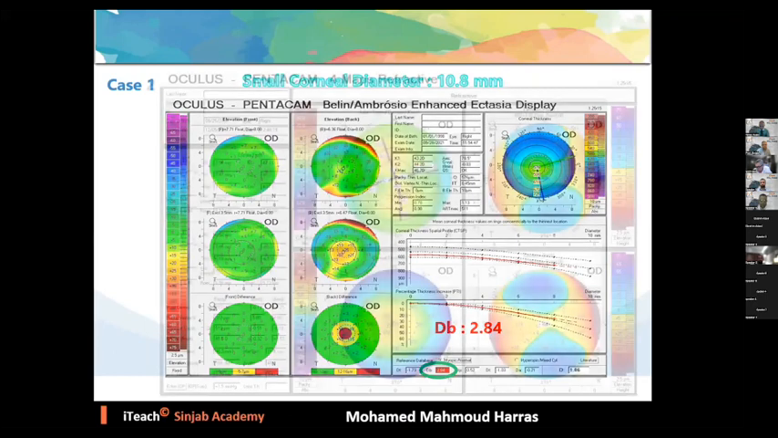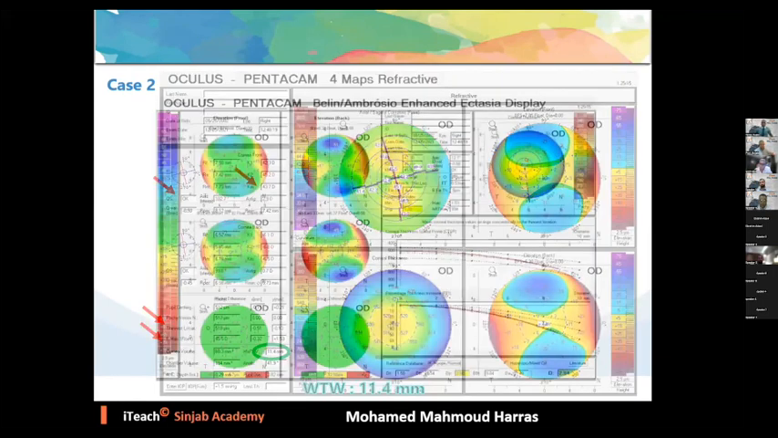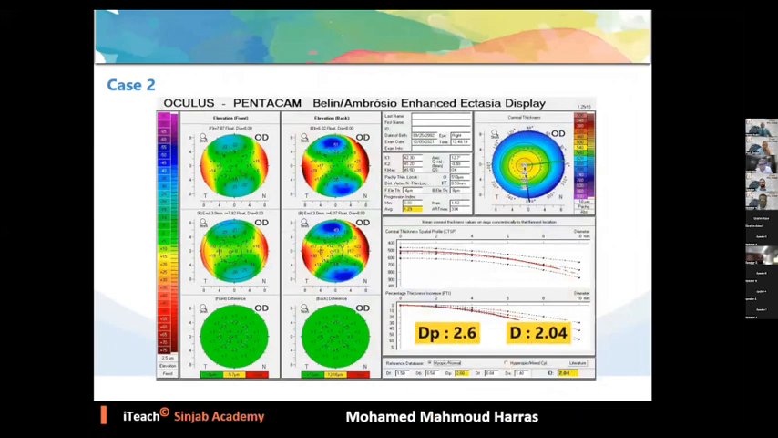Another case also: the K-mean is 43, the quality specification is okay, sinus location above 500, K-max is 45, white-to-white diameter was 11.4, which is a relatively small diameter. When we see the Belin display here, we find that BD and the final D is color-coded yellow. Also, the explanation here is the small corneal diameter.